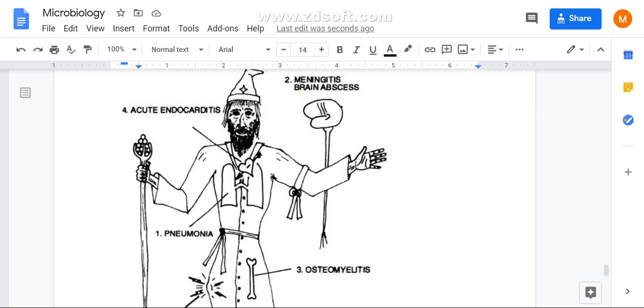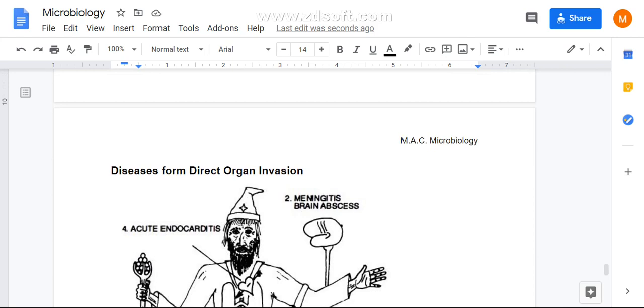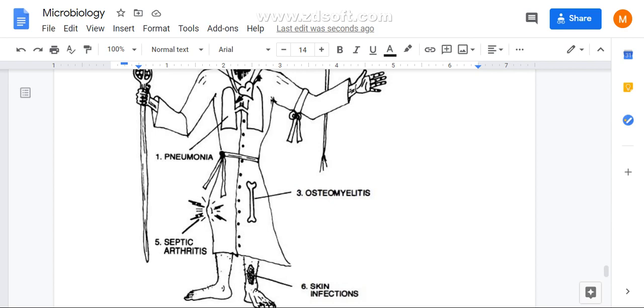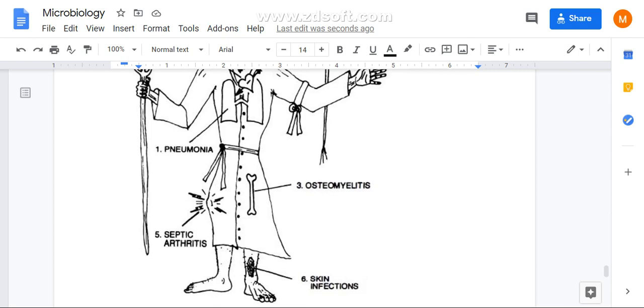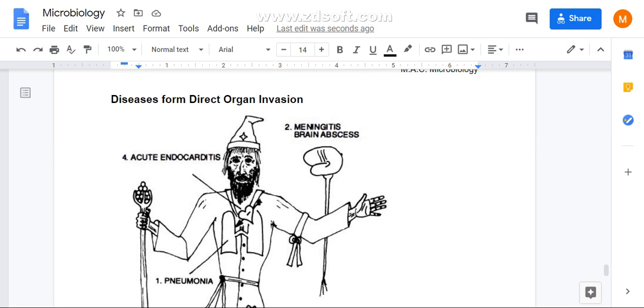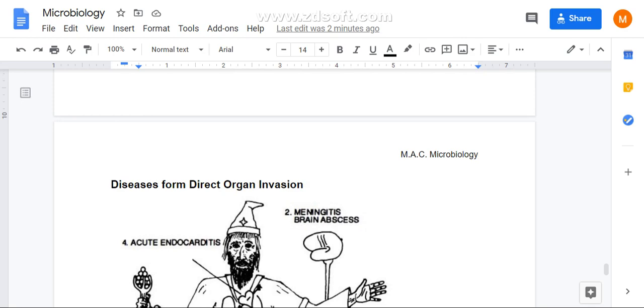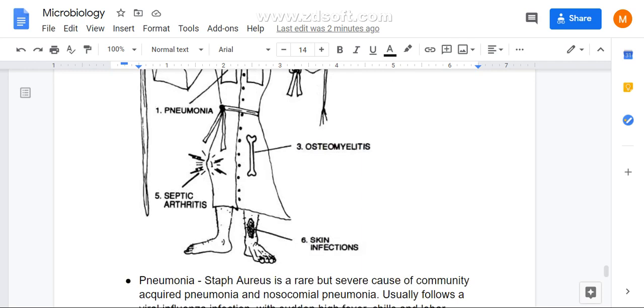Okay, so we have diseases from direct organ invasion, and this is kind of to remind you of all the diseases. First, you have pneumonia, you have meningitis and brain abscess, you have osteomyelitis, you have acute endocarditis, you have septic arthritis, and a skin infection. So this is quite a lot of diseases. So six diseases in all. If I remember correctly, Strep pyogenes gave us four direct organ invasion infections and two delayed autoimmune responses.